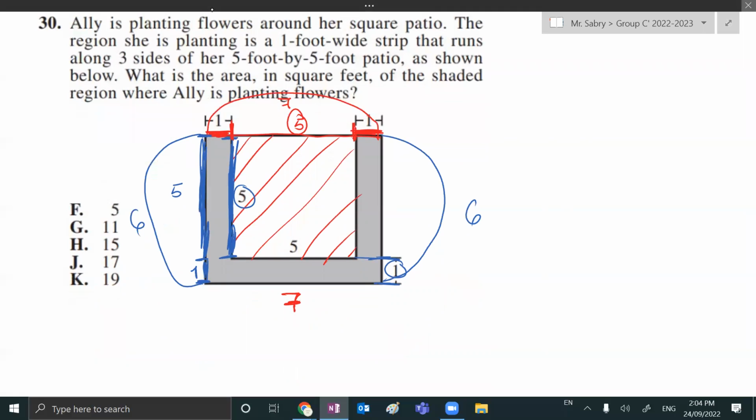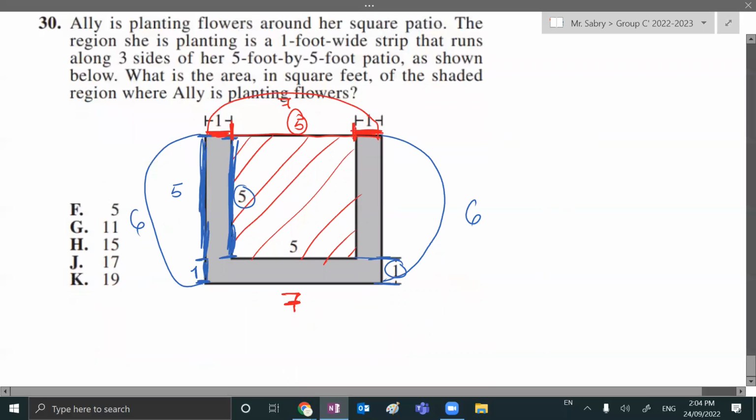Yes. So what's the area overall of the whole shape? It should be 7 times 6. 7 times 6 on the calculator gives 42, right? I think so. Yes. So that's the area of the big one.